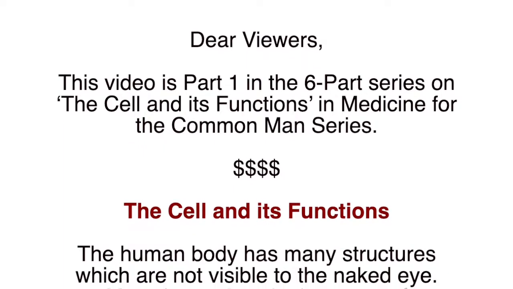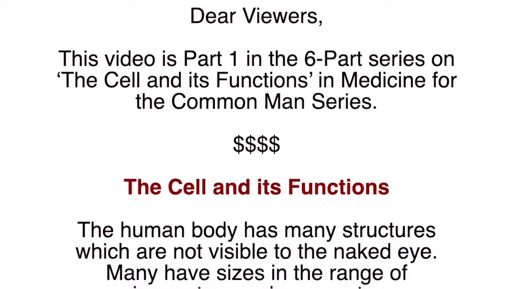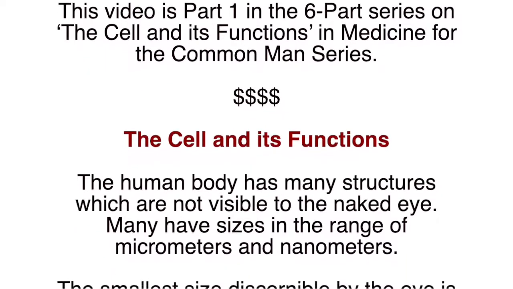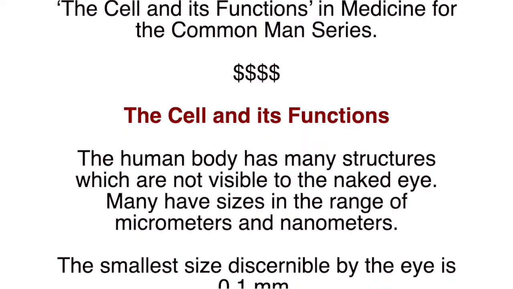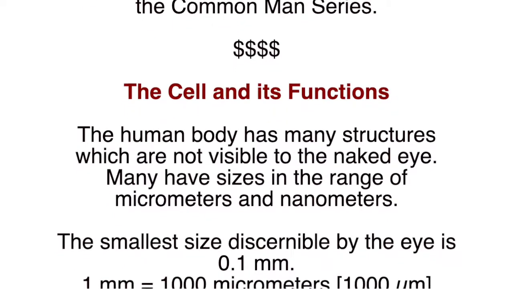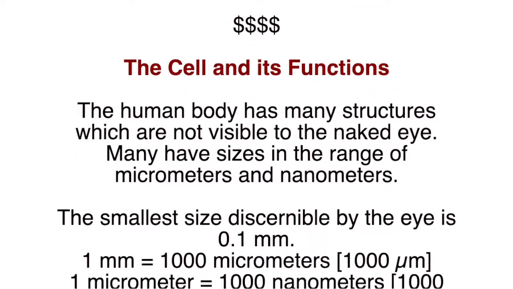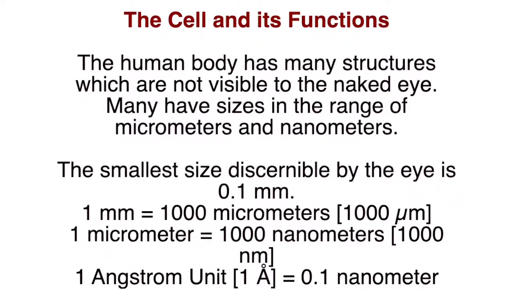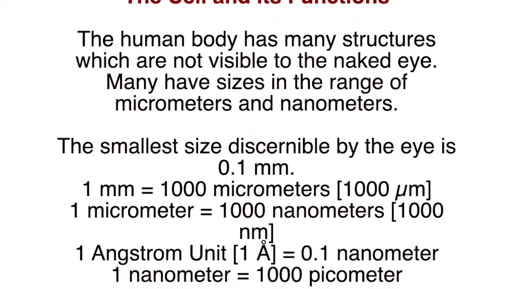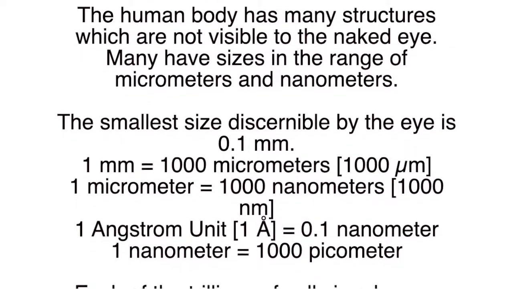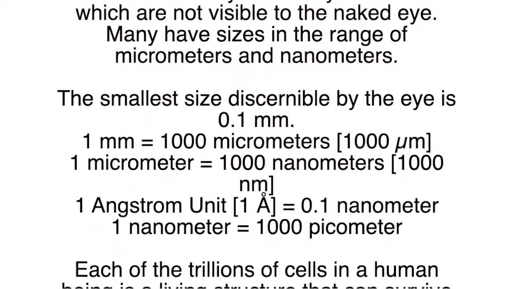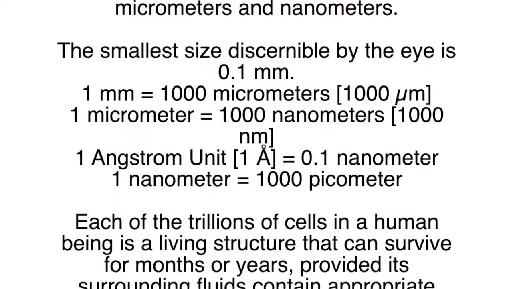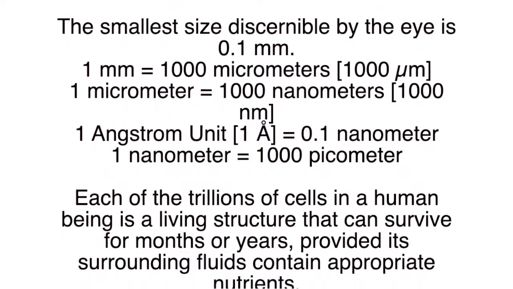The human body has many structures which are not visible to the naked eye. Many have sizes in the range of micrometers and nanometers. The smallest size discernible by the eye is 0.1 millimeter. 1 millimeter is 1000 micrometers. 1 micrometer is 1000 nanometers. 1 Angstrom unit is 0.1 nanometer. 1 nanometer is 1000 picometers.